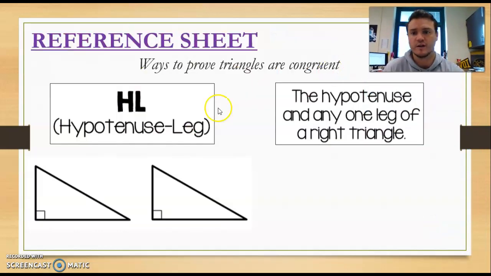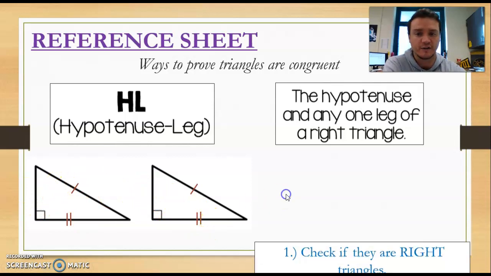On your reference sheet here, we have this last congruence theorem, HL, hypotenuse leg theorem. Basically it says that when you have a right triangle and you know the hypotenuses are the same, the hypotenuse in a right triangle is always opposite the right angle, and it's always the longest side. If you know the hypotenuses are the same in both triangles, usually implied by the markings here, and you know any one leg, so that means any other side, so if you know any other side is congruent, then the triangles are congruent.